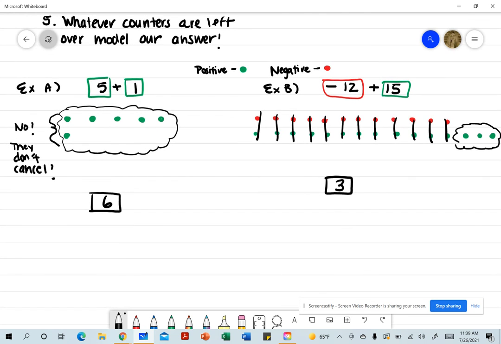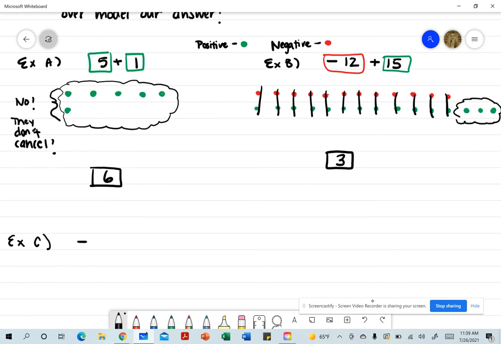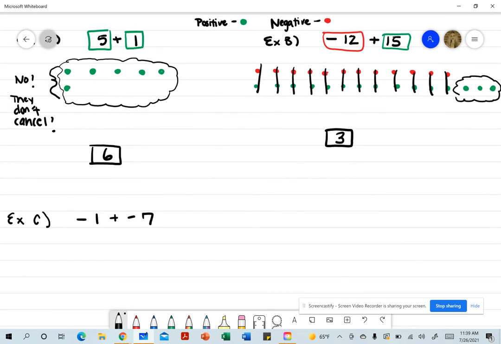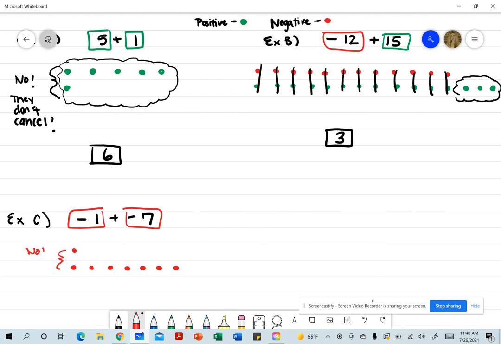Awesome. Last problem. Example C. All right, I have -1 plus -7, so I have -1 and -7. All right, my first integer, -1, then -7, 1, 2, 3, 4, 5, 6, 7. Again, I look to see if there's any cancel. In this case, no, these do not cancel.